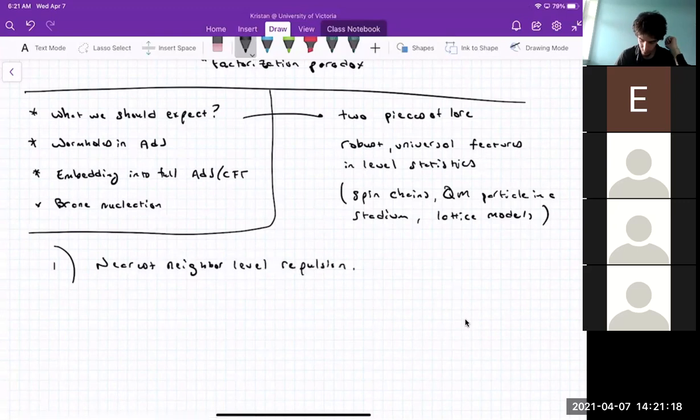And what is that? Well, the baby version of this is something that you see in an undergraduate quantum mechanics class when you look at the spectrum of a generic 2x2 Hamiltonian, and you see that nature abhors degeneracy. Unless there's fine tuning, the energy levels of some Hamiltonian are non-degenerate, unless there's a symmetry reason why they should be.